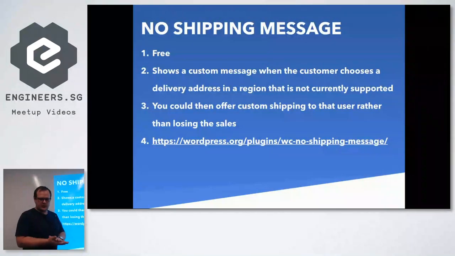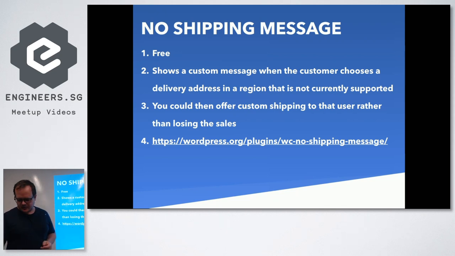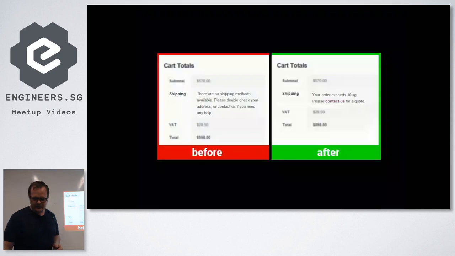And as mentioned before, the no shipping message. This is a free plugin as well. If you are looking at selling things overseas, but you don't have specific rates for certain countries, so you might just have Asia Pacific countries organized in your WooCommerce shipping system, and someone comes to you from Australia, and you don't really know. Usually it would just say there's no shipping available. So if you're looking at shipping to Australia, it basically says there's no shipping method available, so they can't make a purchase.